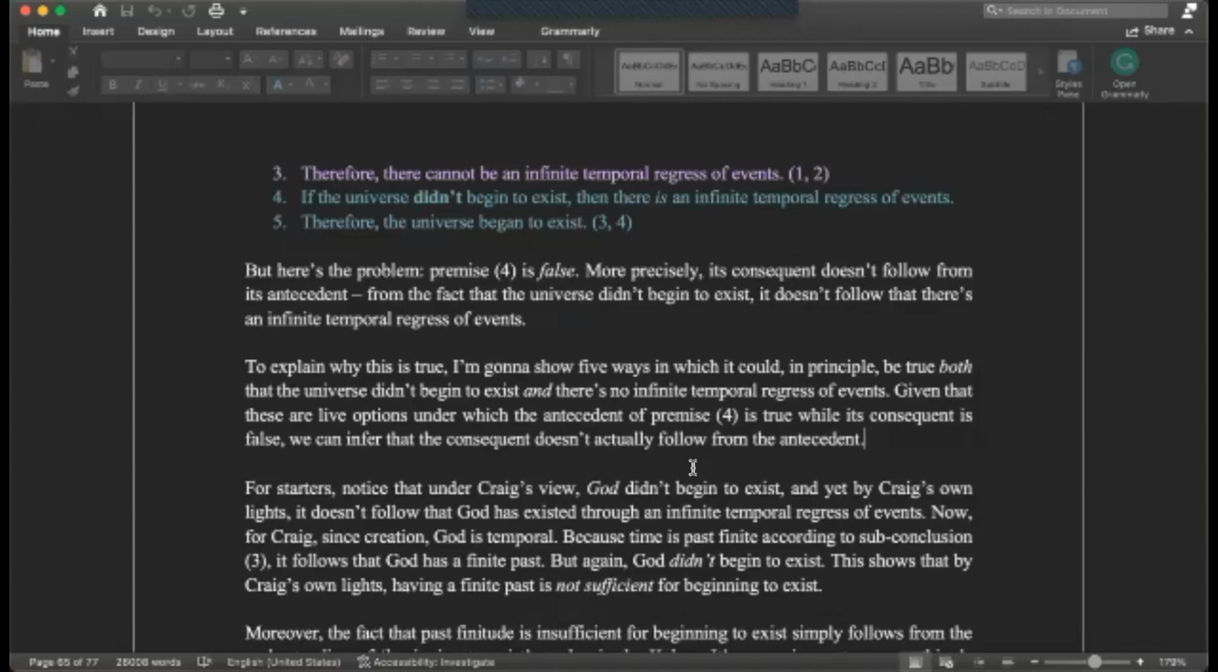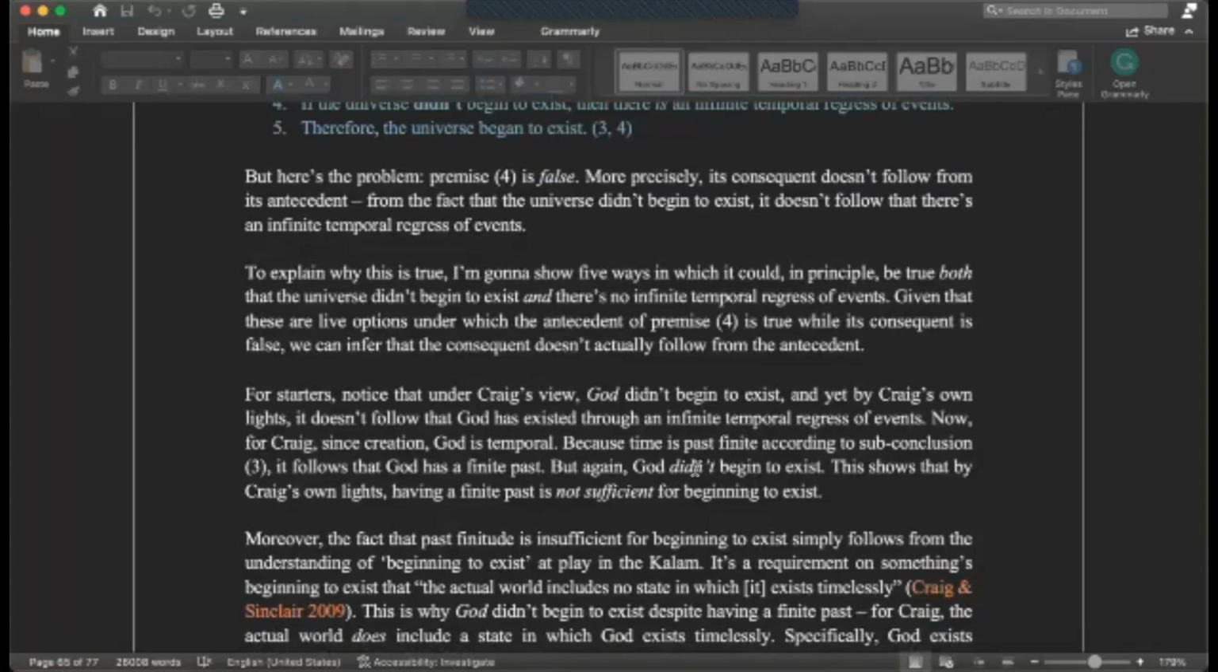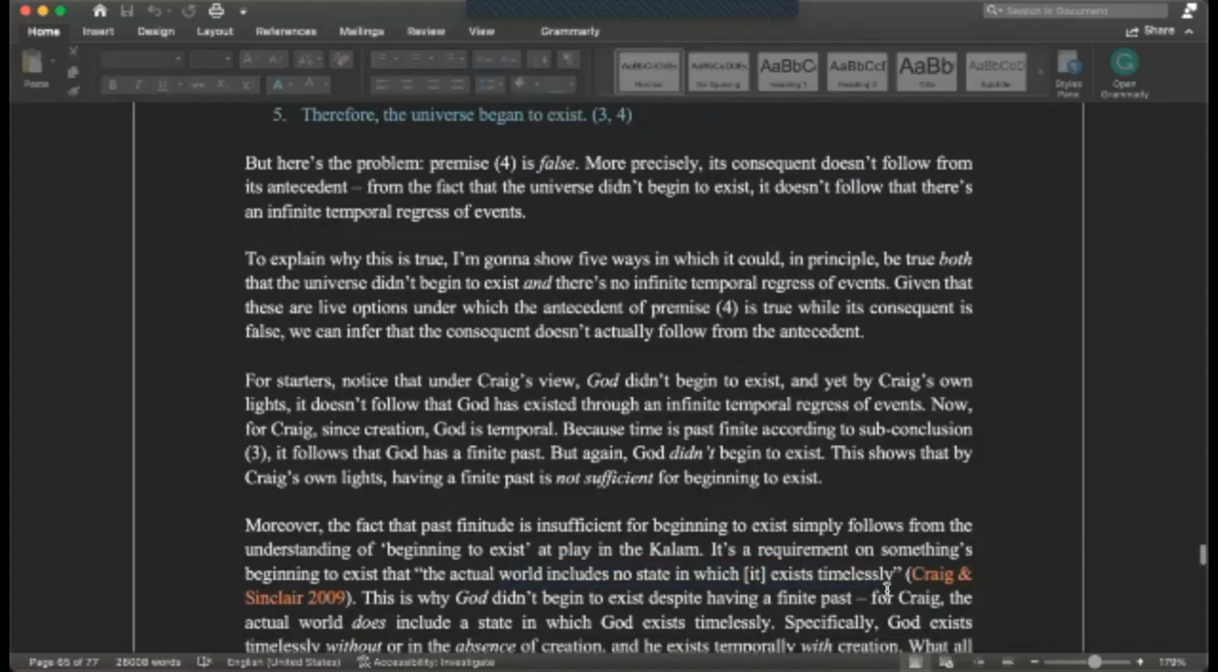But again, God didn't begin to exist. And what this shows us is that by Craig's own lights, having a finite past is not sufficient for beginning to exist. Moreover, the fact that past finitude is insufficient for beginning to exist simply follows from the understanding of beginning to exist at play in the Kalam. It's actually a requirement on something's beginning to exist that the actual world includes no state in which it exists timelessly. This, for Craig, is why God didn't begin to exist, despite having a finite past, right?